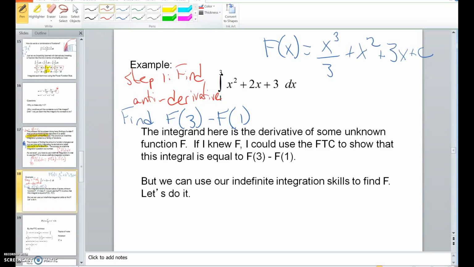So just some notation here. The integral of x squared plus 2x plus 3 in between x equals 1 and x equals 3 is equal to the antiderivative. Okay, and so here's some new notation. Sometimes this will be written as a backward-facing bracket, or sometimes just a vertical line.